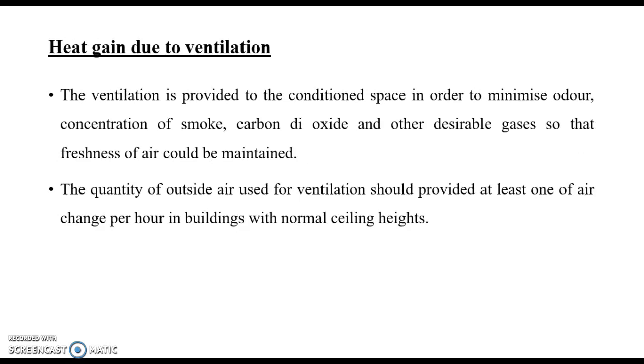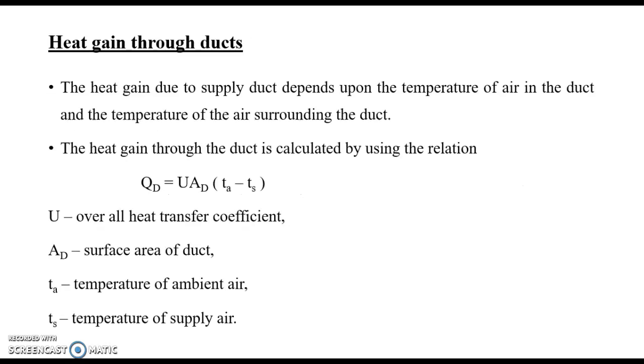Next, the heat gain due to ventilation. Ventilation is provided to the conditioned space in order to minimize odor and the concentration of smoke, to decrease the carbon dioxide level and other desirable and undesirable gases, so that the freshness of the air can be maintained. The quantity of air used for ventilation should be at least 1/2 air change per hour in buildings with normal shielding heights.